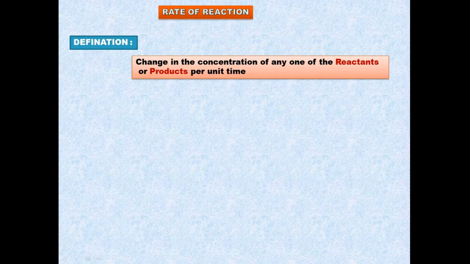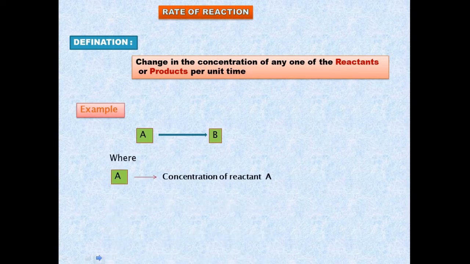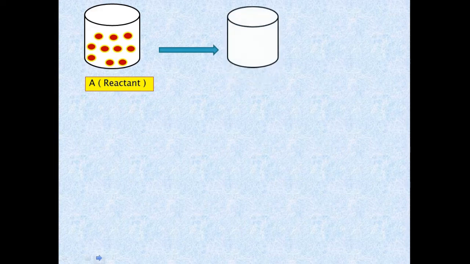Now see example of concentration of reactant A is converted into concentration of product B. Let us understand above reaction through the graphics. Before start of chemical reaction, suppose we have 10 molecules of reactant A. At that time, we don't have product B.